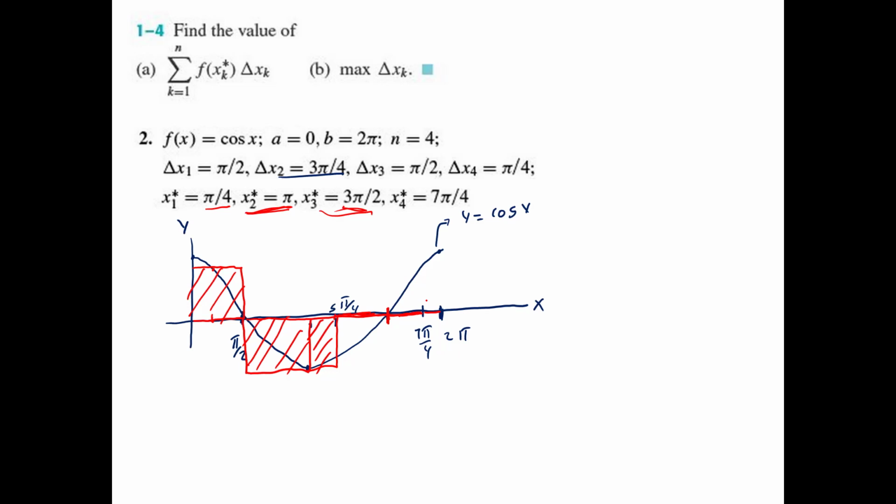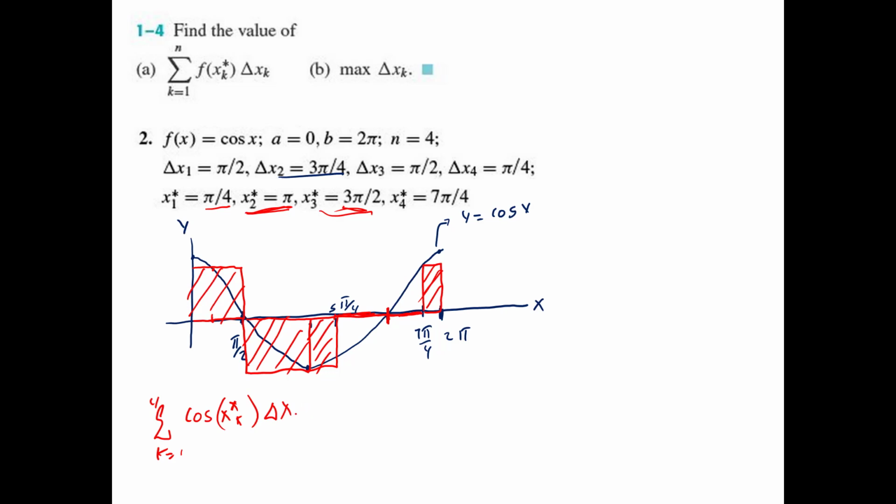And then for your fourth rectangle, you're going to use the left endpoint, come across, and you're going to find this area. And that's all they're asking you to do. The only difference between what we're doing right here and what we've done before is that the intervals aren't all of equal length. So then the summation from k equals 1 to 4 of the cosine of x sub k star times the delta x of k.